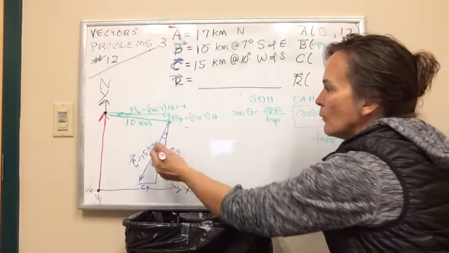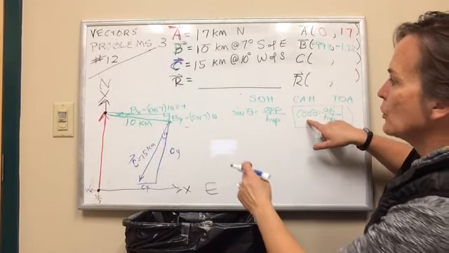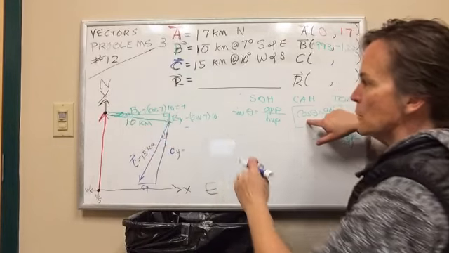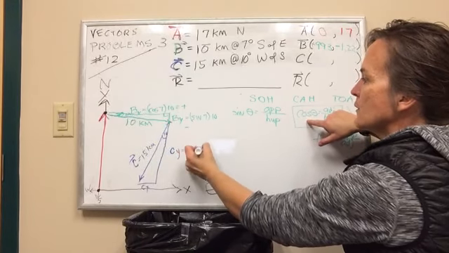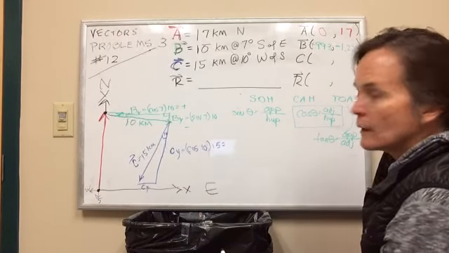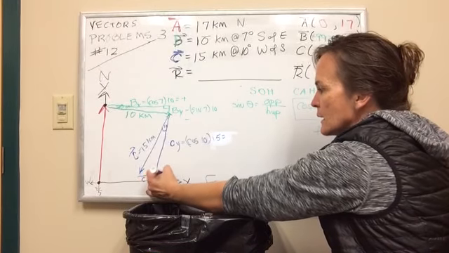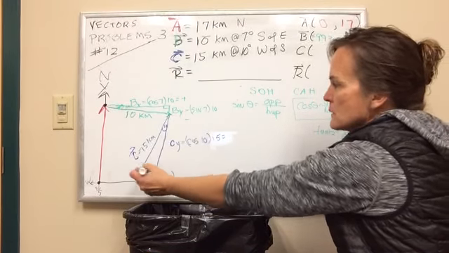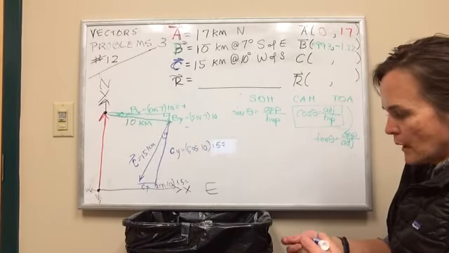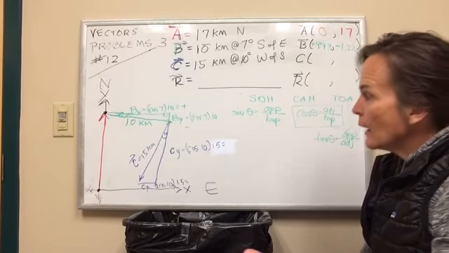This time, the c sub y is our adjacent side, so we're going to need to use the cosine for the c sub y. Last time we used it for the b sub x. So we can say cosine of 10 times the 15 kilometers would be the c sub y side. And then the c sub x side, we're going to say sine of 10 times the 15. And that's how we're going to come up with c sub x.